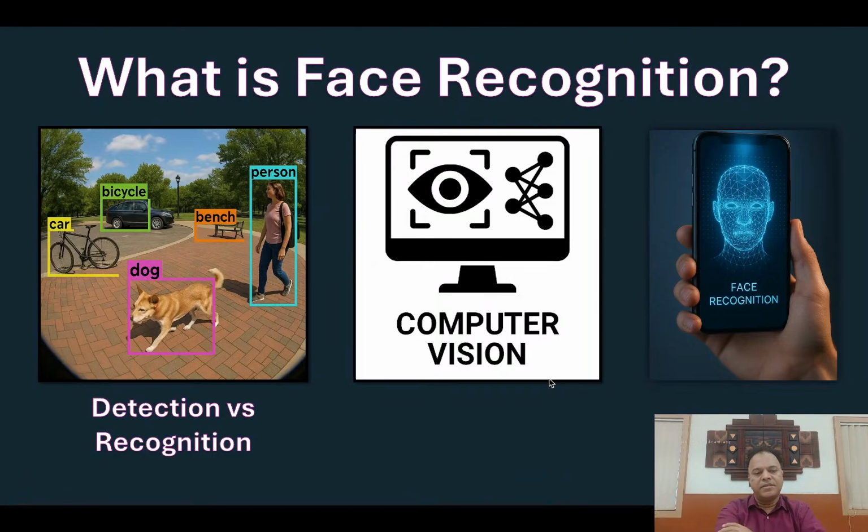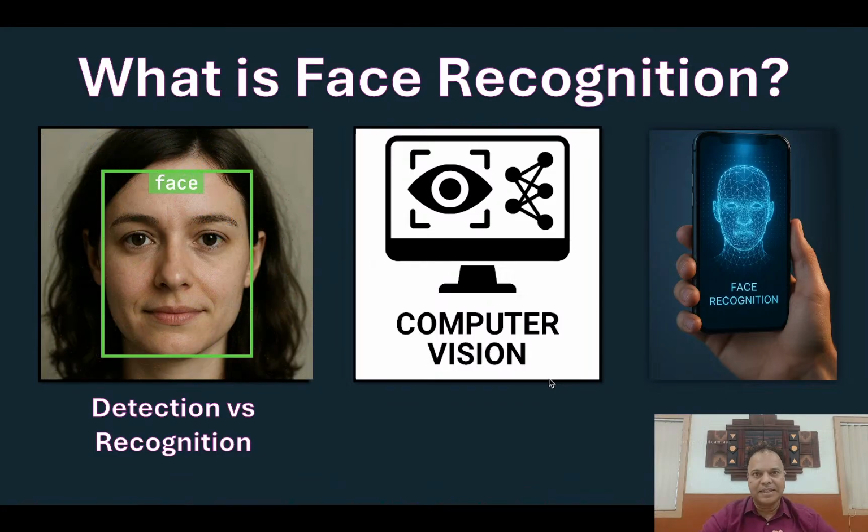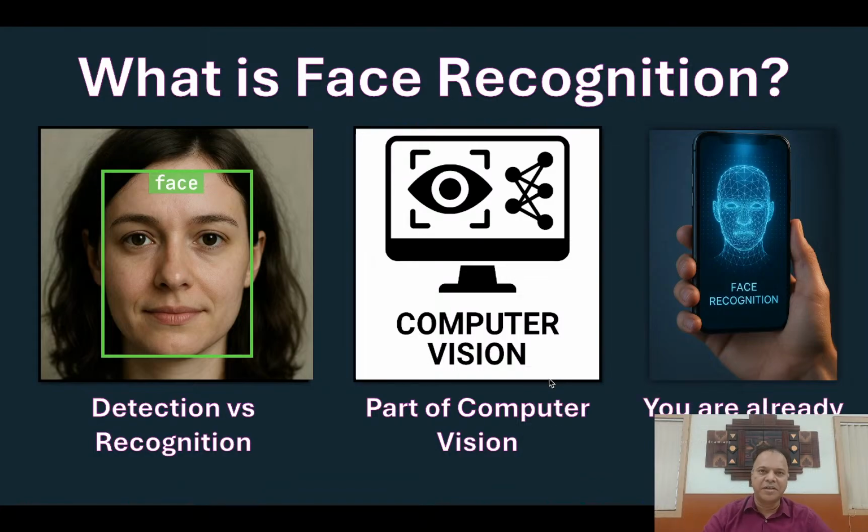Face detection is about just finding or detecting a face. There is a photograph. In that photograph, is there a person? Whereas recognition is to actually identify the person. So face recognition, face detection, and object detection are all parts of computer vision. When you point the phone at your face, if the phone unlocks, that's already face recognition, right? So you're probably already using it. Most of you already know the meaning of face recognition.